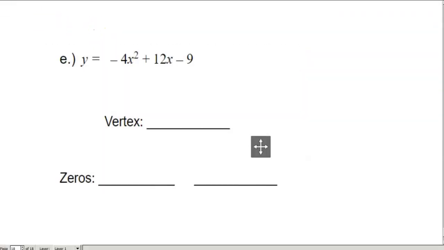All right, so here's one to practice. You can go ahead and pause the video, see if you can use a graphing calculator, or if you want to practice it by hand again, to find the vertex, and then also find the zeros of the function. So go ahead and pause that.